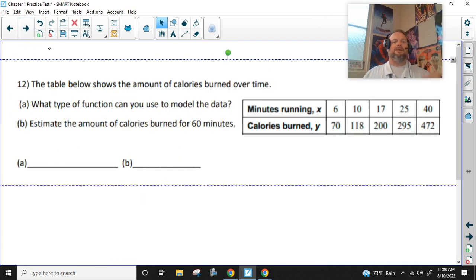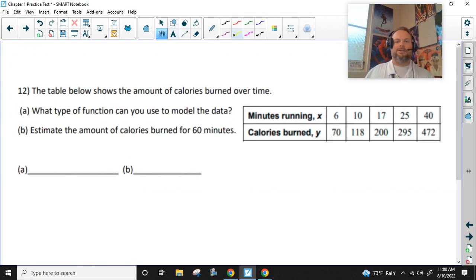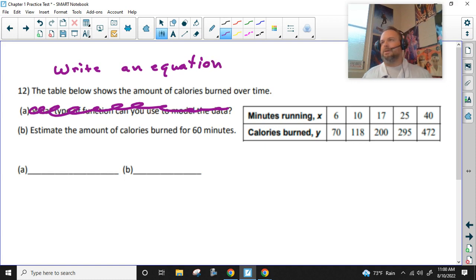All right. Number 12. Yes, I already know this is bad. It's supposed to say write an equation. Okay. I didn't give you points on this one. So, you know, I will on the actual test.